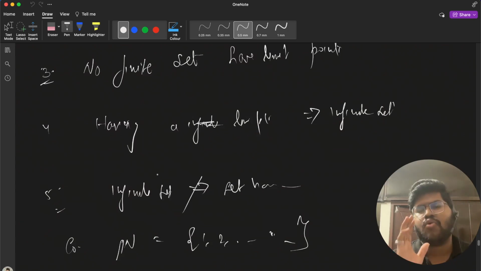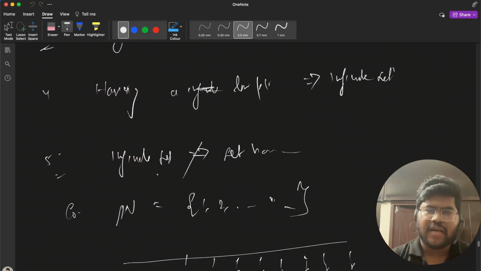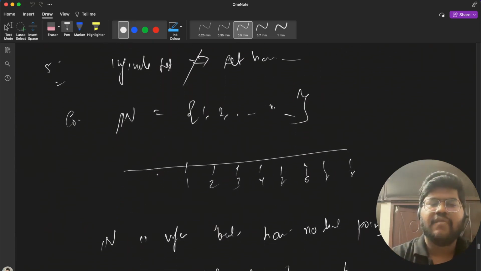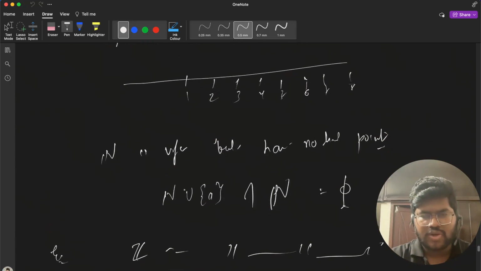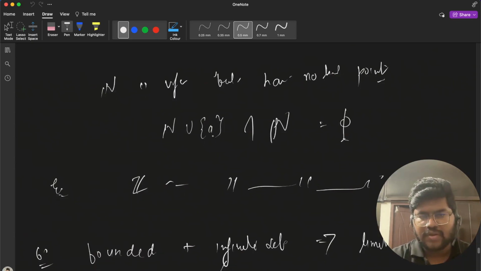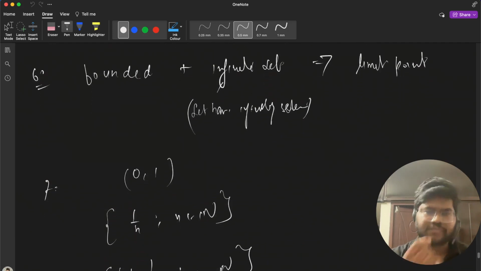The most important thing is that if the set is finite, then no finite set has a limit point. किसी भी finite set का कोई भी limit point नहीं होता है. Having a limit point implies that it is an infinite set, but an infinite set doesn't imply that the set has a limit point. Other than that, we have seen that the natural number set has no limit point, because its intersection with a finite set is phi, so that implies that the natural numbers have no limit point, right? Because it should be non-phi, it should not be empty, right?